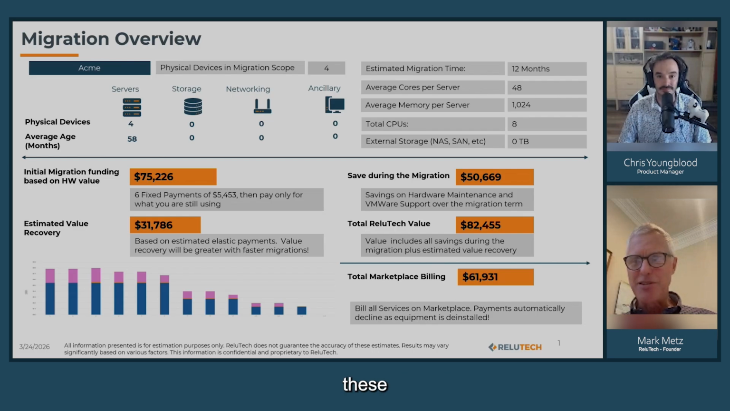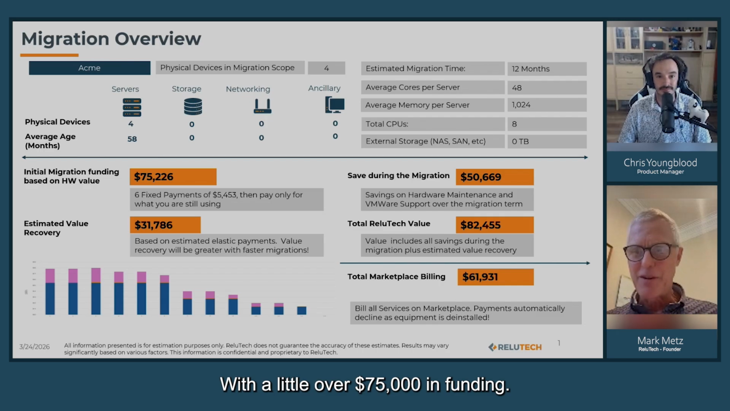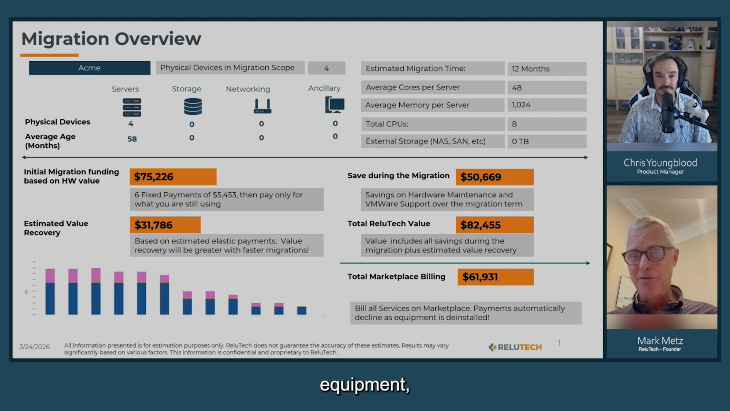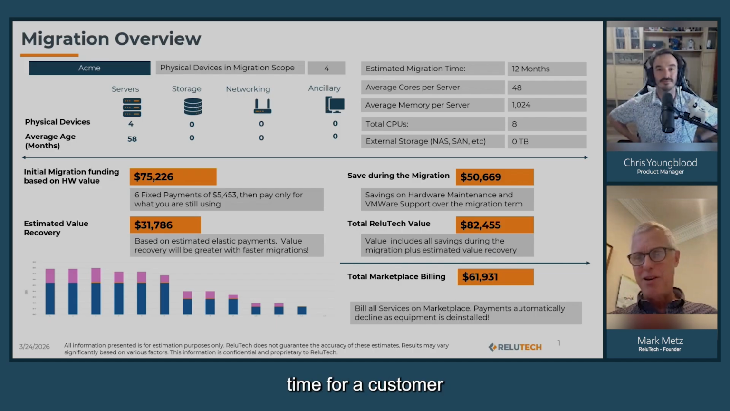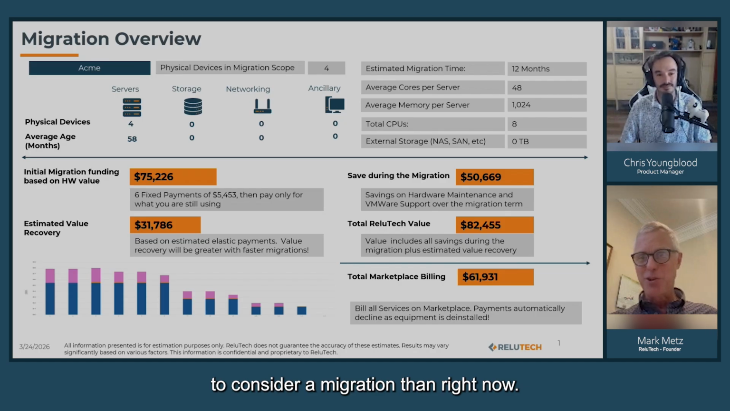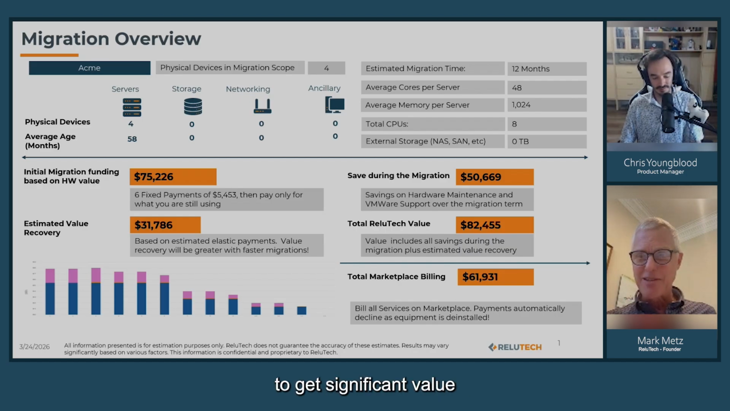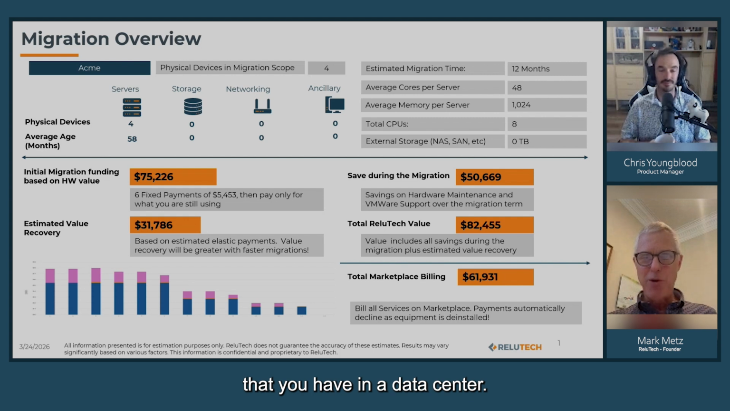The interesting thing is these 4 little servers, we're able to help fund this customer with a little over $75,000 in funding. Part of that reason is because we're an aggressive buyer of IT equipment, and we're trying to give the best possible value to customers. But the other factor is that memory and disk prices in servers have really gone up a lot over the last year. So there's no better time for a customer to consider a migration than right now. Now, I've said that for a decade, but this time it's for maybe a different reason. It's that you're really going to get significant value for the hardware that you have in a data center.